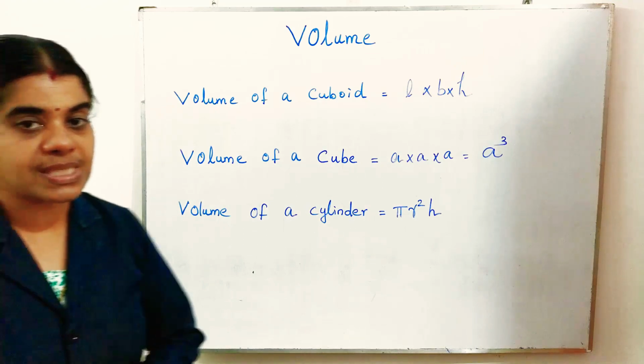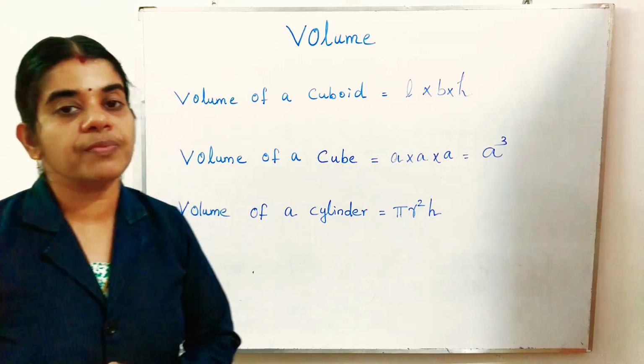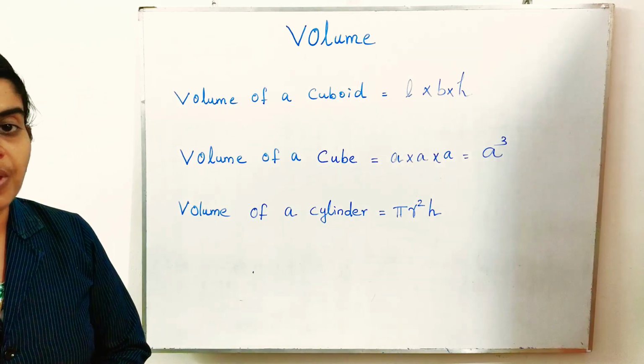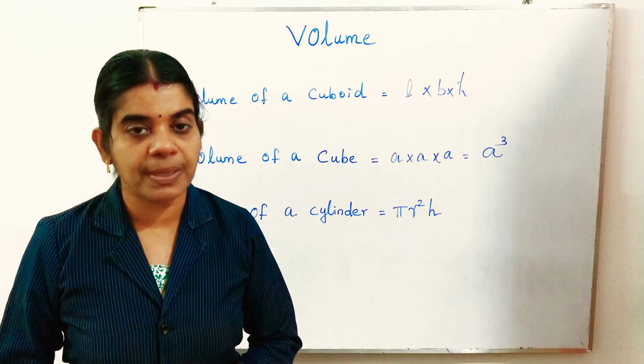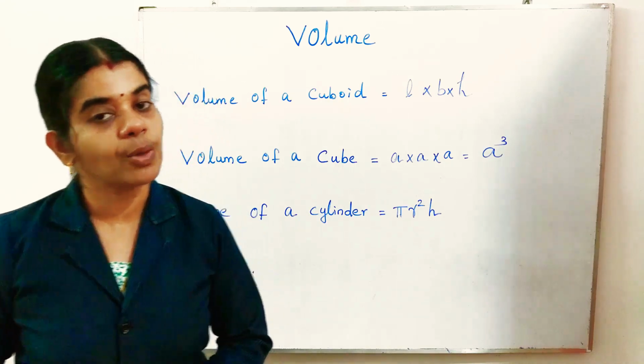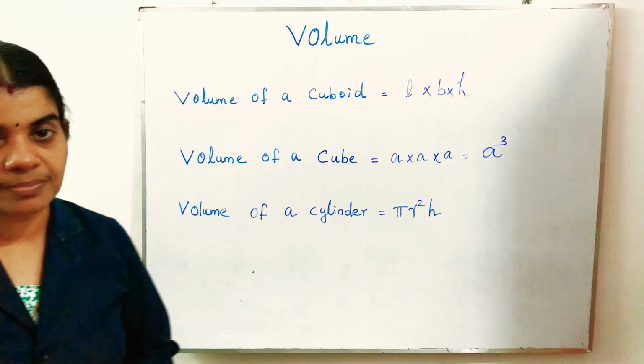Normally, we know that for surface area we say square unit. In the case of a volume, the unit will be cubic unit. If it is in meter, we will say cubic meter. If it is in centimeter, we will say cubic centimeter. So volume we will express in cubic unit.